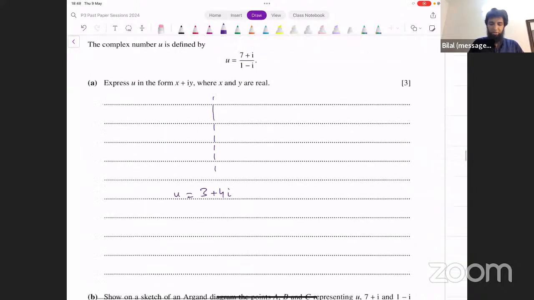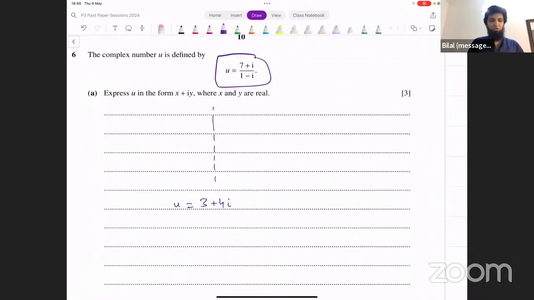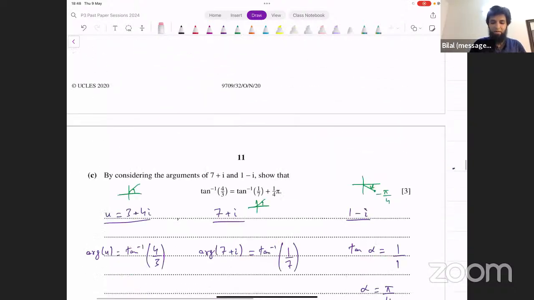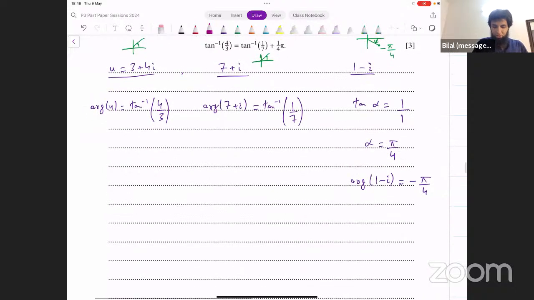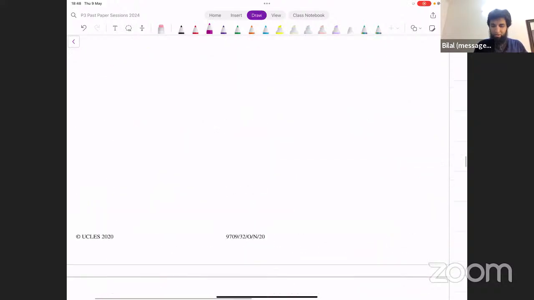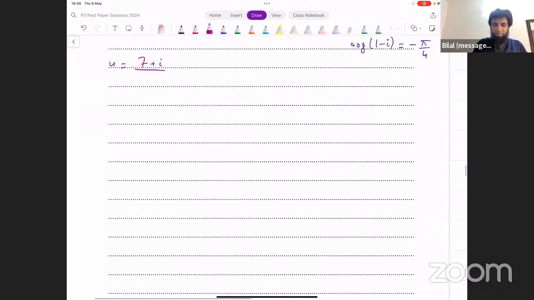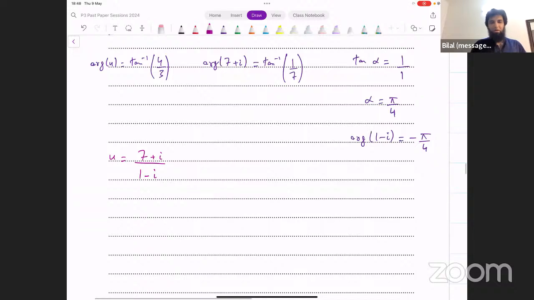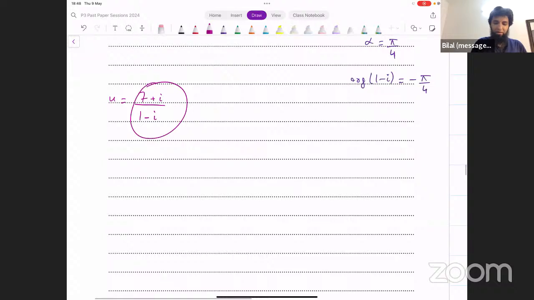complex numbers. In the first part, u is equal to 7 plus iota over 1 minus iota. That's what we had in the first part. We have two complex numbers. U is basically the quotient of 7 plus iota and 1 minus iota. What that means is these are two complex numbers divided. What does that mean for their arguments?